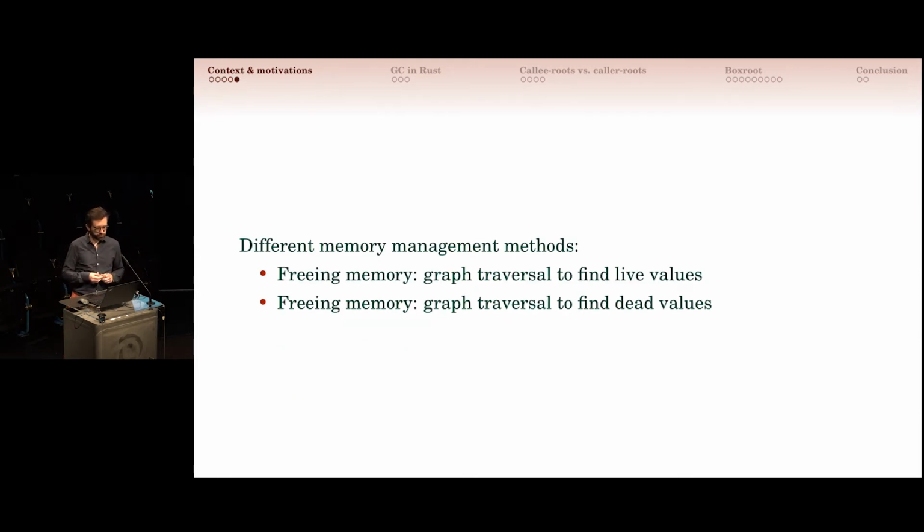The difference between the two memory management methods is that in one, freeing memory is done by traversing the graph of values to find live ones, and in the other language, you traverse a graph to find dead values. So these are the conceptual distinctions between the memory management methods.